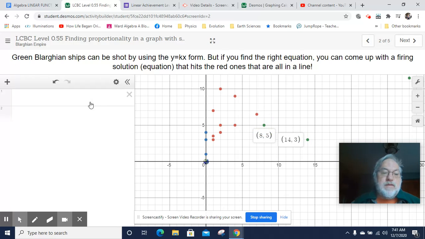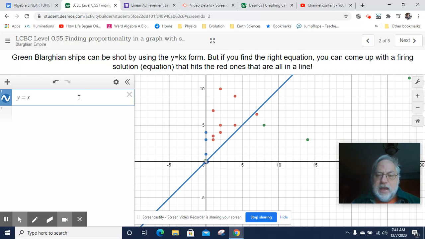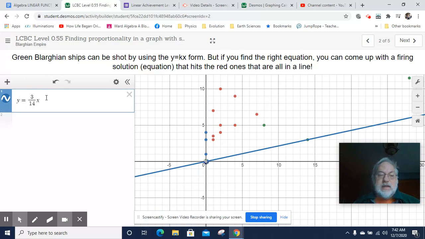So that's a green Blargian ship at (14, 3). There's one at (8, 5). So if I want to shoot the one at (14, 3), I'm going to say y equals x, but I'm going to multiply x by whatever it takes to multiply 14 by to get 3. Well, the thing I'd multiply 14 by to get 3 is the y value over the x value. So I can just say 3 over 14, and that works. And then I'll make it fancy with a bracket.